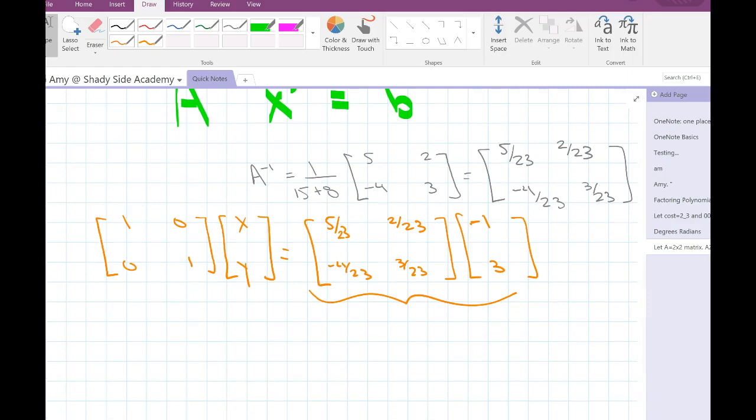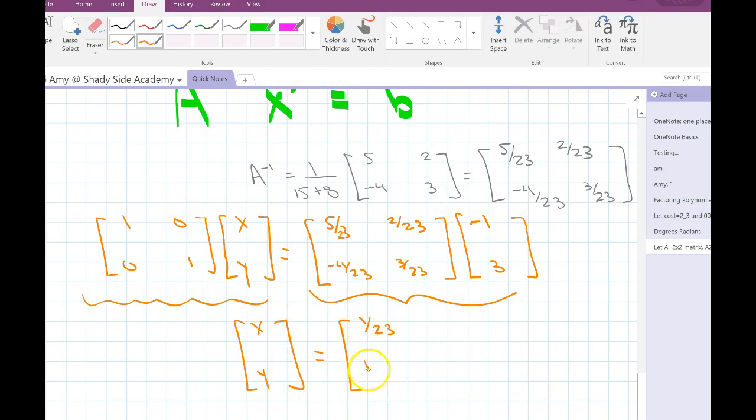All right, after I do the multiplication, I know that this left-hand side is equivalent to just saying [x, y] equals, when I multiply this out, confirm with your work, I get here 1/23 and 13/23. And what have I found, boys and girls? This is the solution to my system. The solution to my system. x equals 1/23, y equals 13/23.